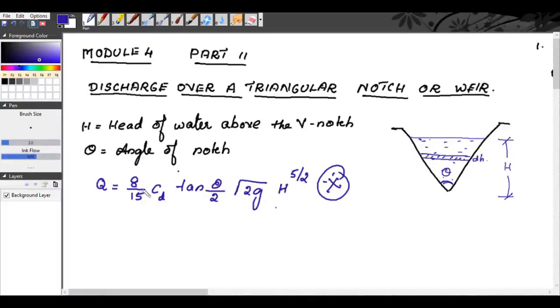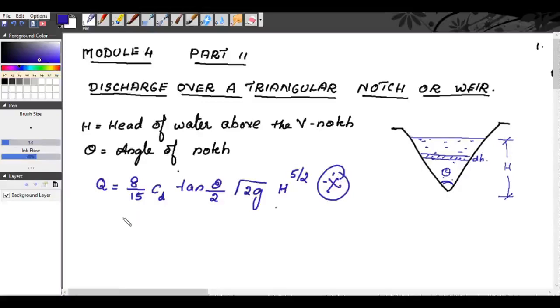See, for a rectangular notch, here the constant was 2 by 3, H raised to 3 by 2. There was no tan theta term, there was L. For a rectangle, Q is equal to 2 by 3 Cd L into root of 2g H raised to 3 by 2. So you remember this, right? So this is the general total discharge for all types of triangular notches or triangular weirs.